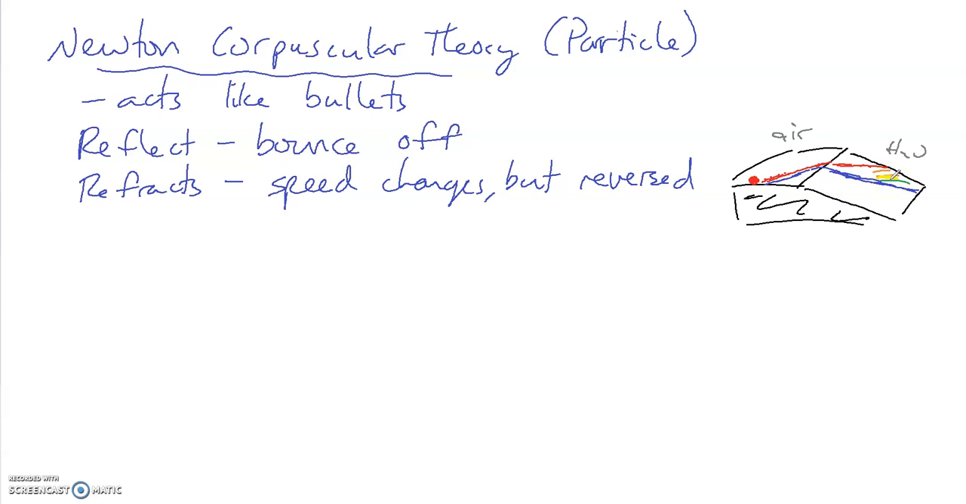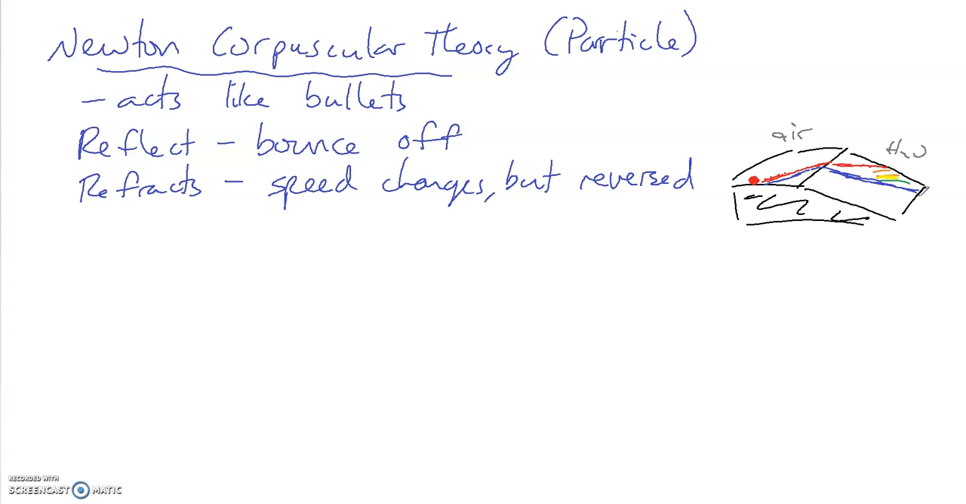He has it reversed. He said it would speed up when it goes into water, when it actually slows down. So he had the idea right, where when the light hits a different medium, it changes its speed, which would change its direction, just like a marble would go here and then speed up and change direction down the ramp. Right idea, but he had it reversed.